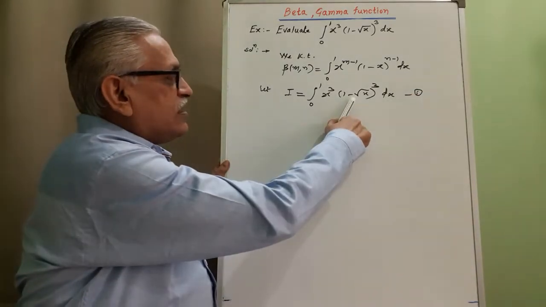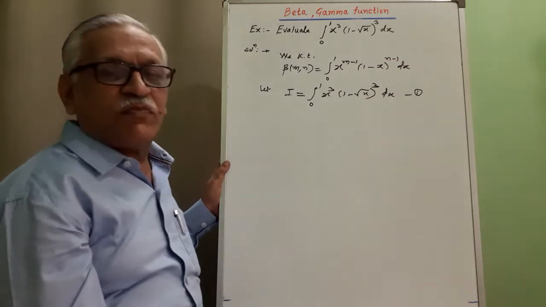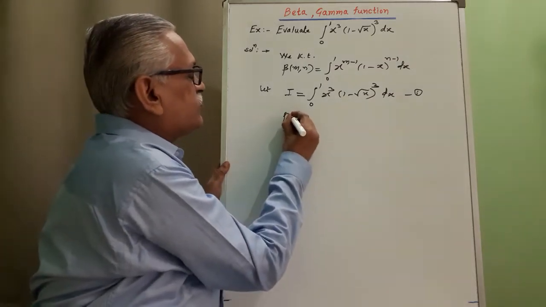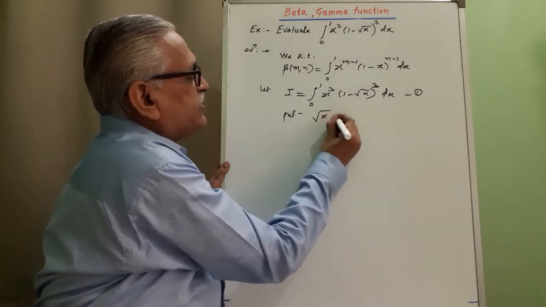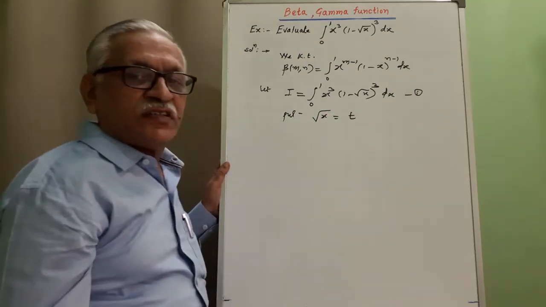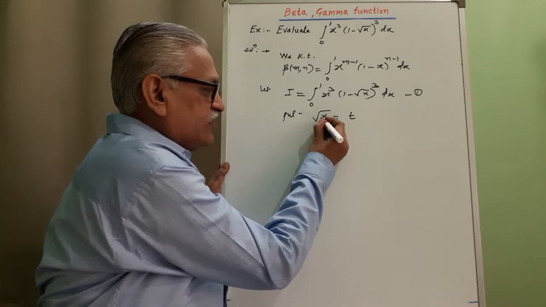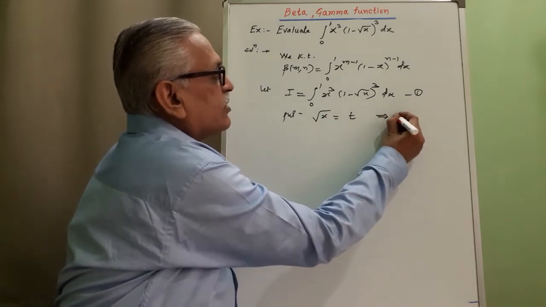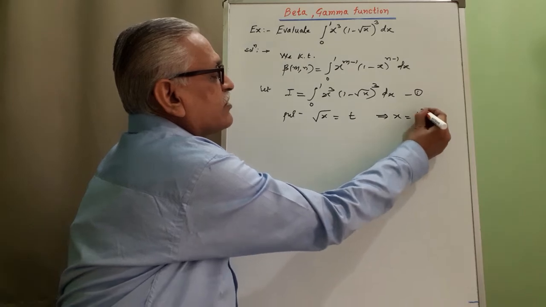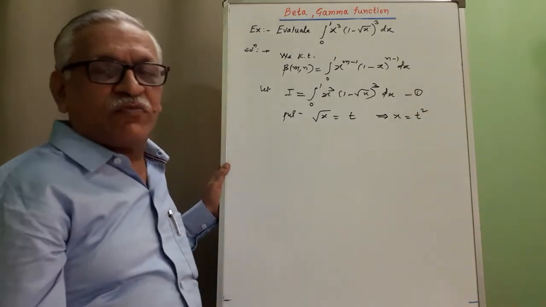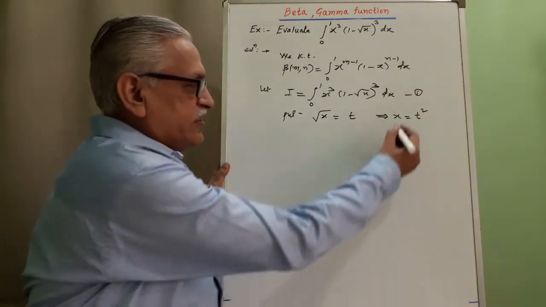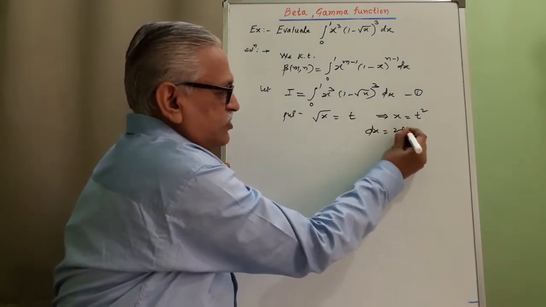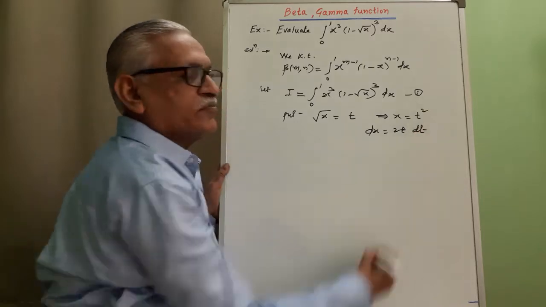I have to convert this into the form of (1 minus x) raised to n minus 1, and for that we substitute root x as t. Squaring both sides, we get x is equal to t squared. Then differentiating with respect to x, we get dx is equal to 2t dt.